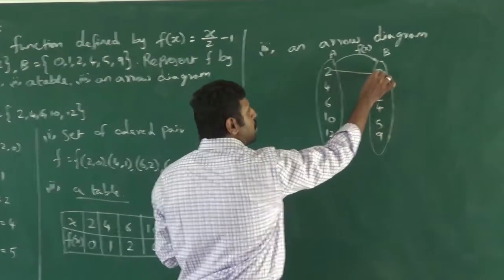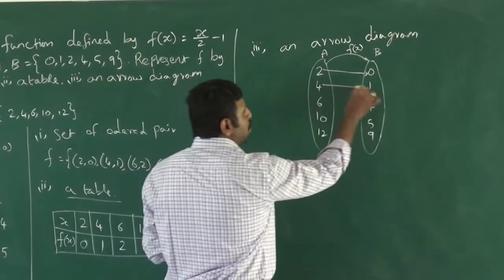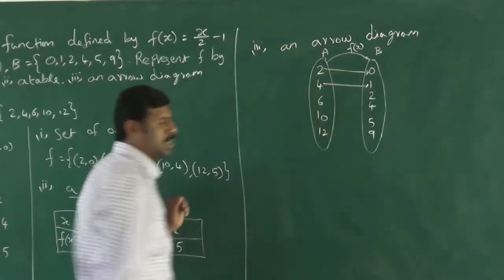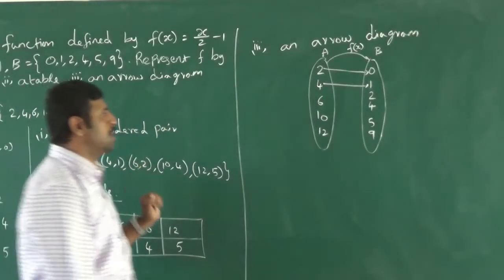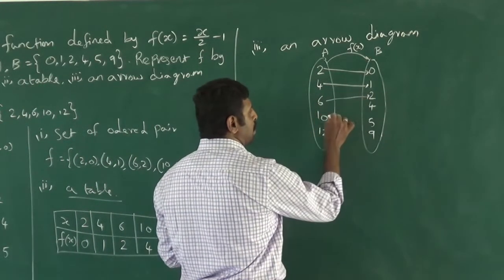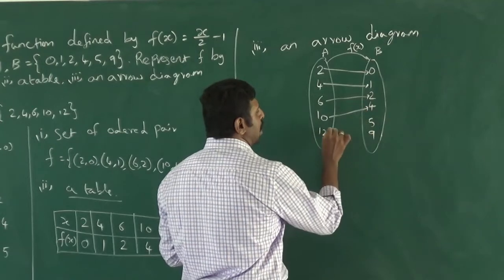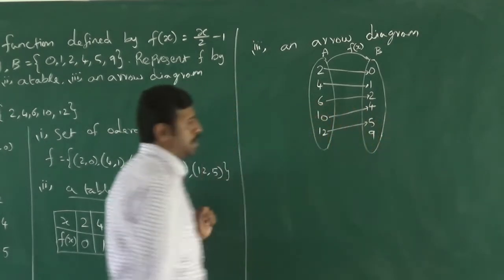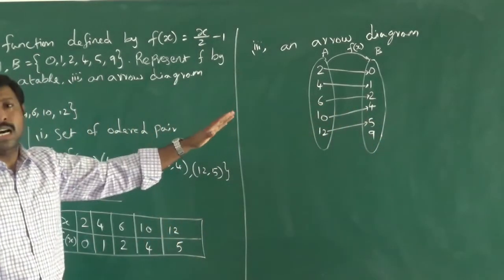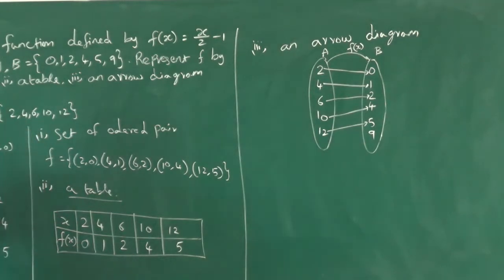Now 2 is mapping with 0. 4 is mapping with 1, and then 6 is mapping with 2, and then 10 is mapping with 4, and then 12 is mapping with 5. So this is an arrow diagram. Finally, last we want to show that in the graph form.